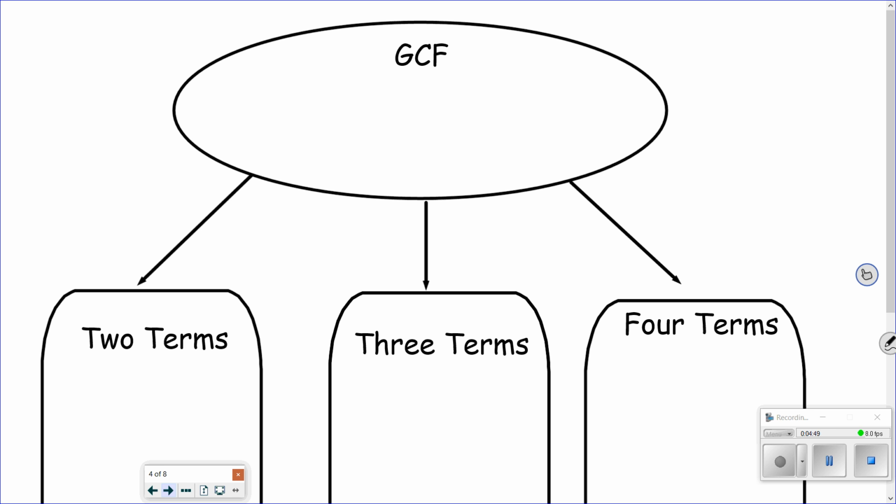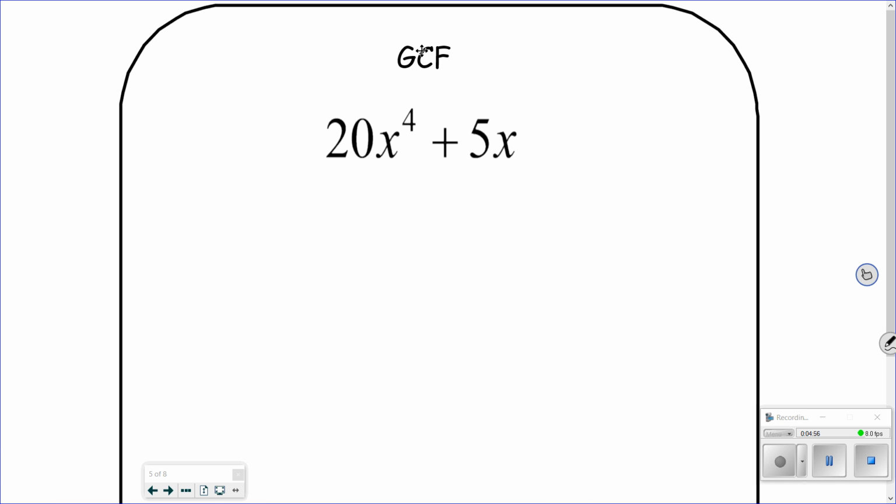So I wanted to go through an example for each of the types. A greatest common factor is the first type. That's the first thing you always look for. That's why it's at the top of that. So here's an example. If I have 20x to the 4th plus 5x, we've got a common factor here, right? Between 20 and 5, it's 5.